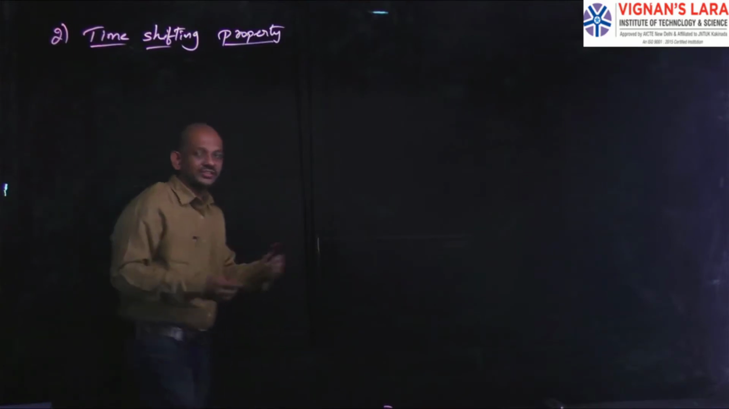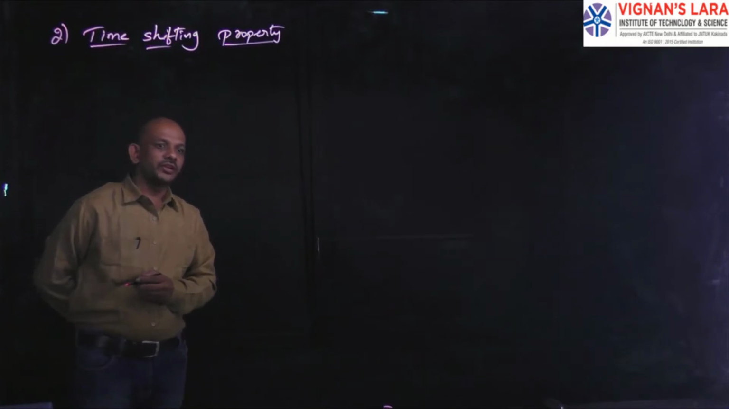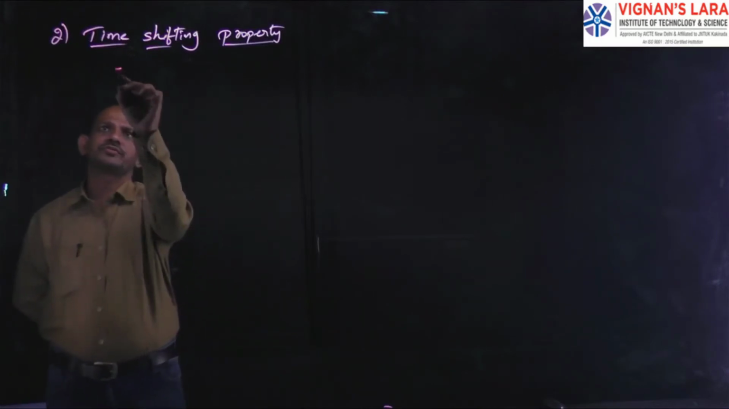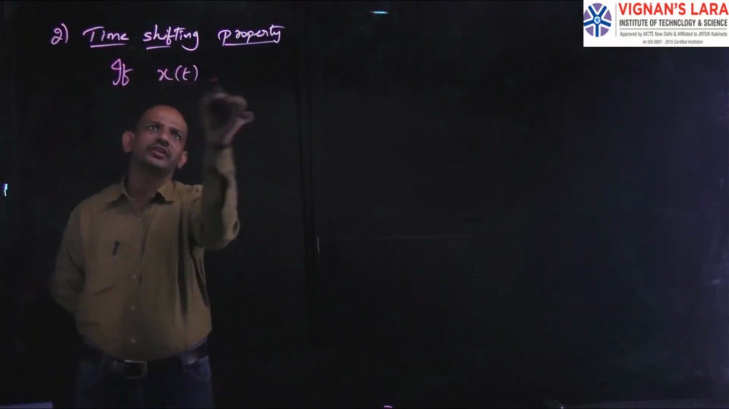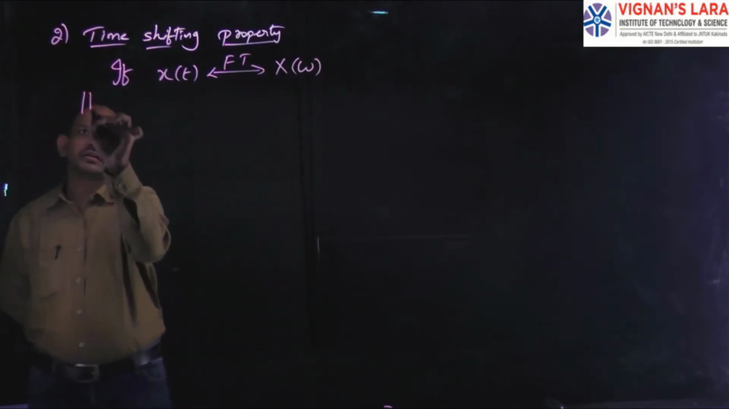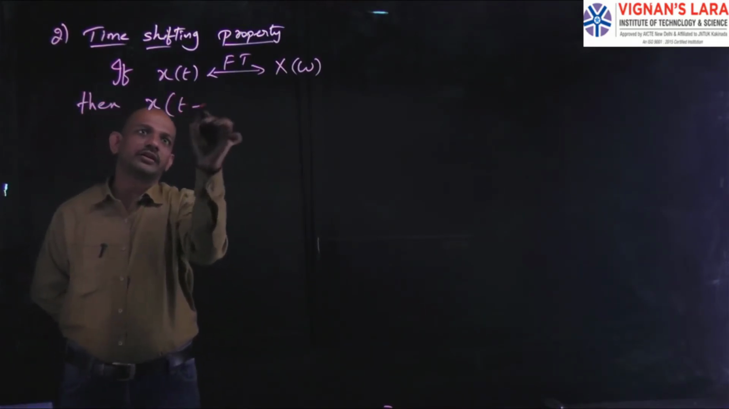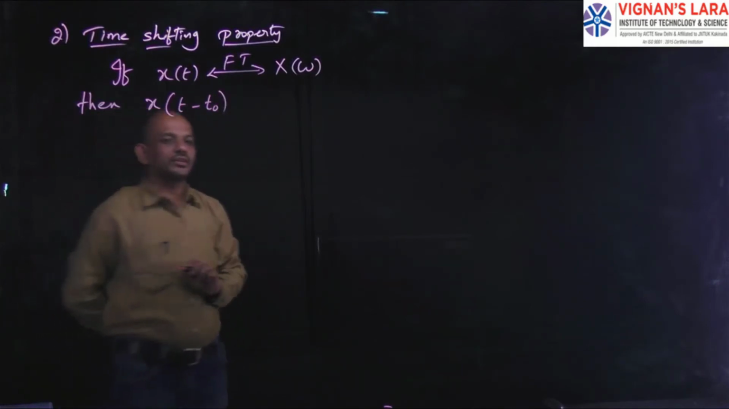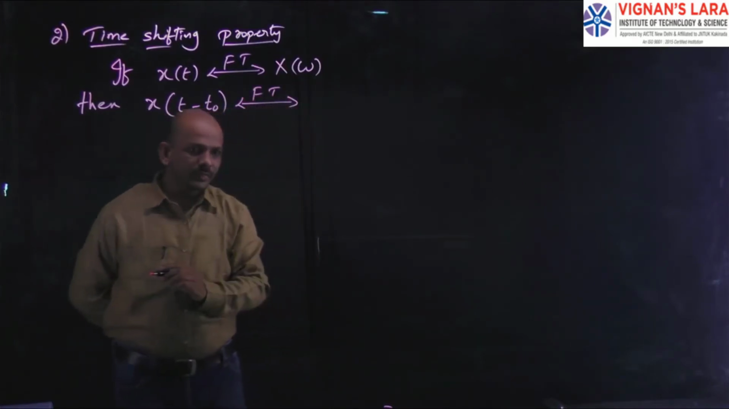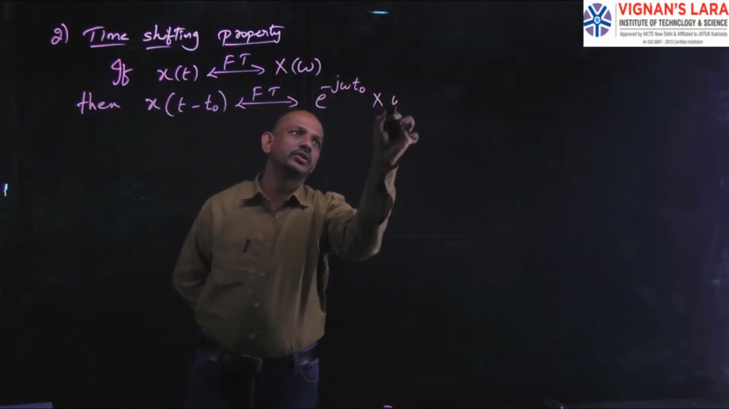Now I'm moving to the next one, that is the second one, the time shifting property. So we have to prove the time shifting property. So for the proof we need the definition. So first, what the time shifting property states is, if x of t is having Fourier transform X of omega, then x of t minus t naught, the time shifting property, that is, the time shifting property states that x of t minus t naught will have a Fourier transform e power minus j omega t naught into X of omega.